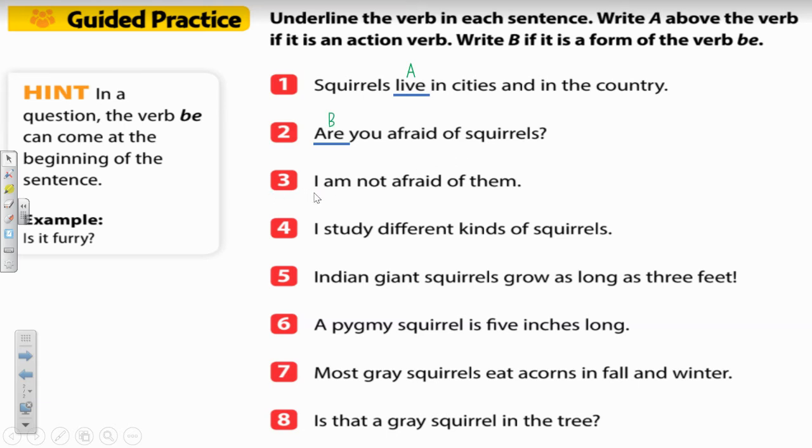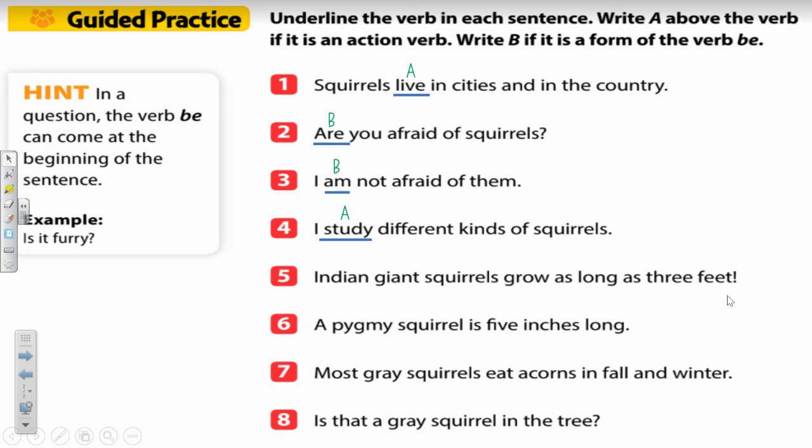Number 3, I am not afraid of them. I see another sneaky verb. Remember, keep saying to yourself, am, is, are. They're all verbs. I see am, and since it's a form of be, I'm going to put a B. Number 4, I study different kinds of squirrels. What do I do? This one's an action. Study. Put an A.